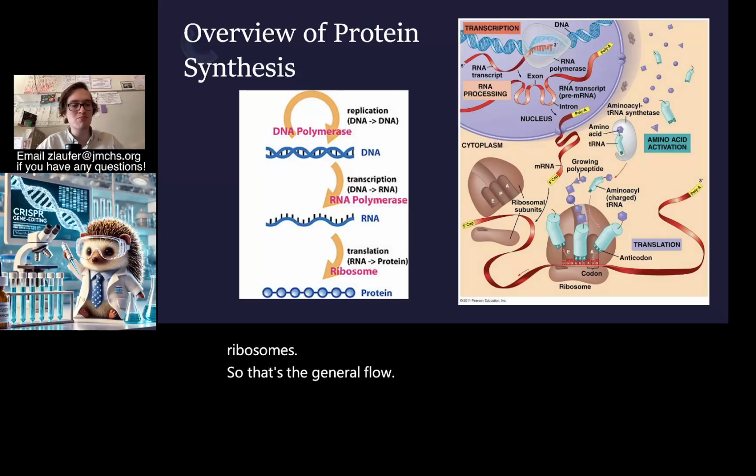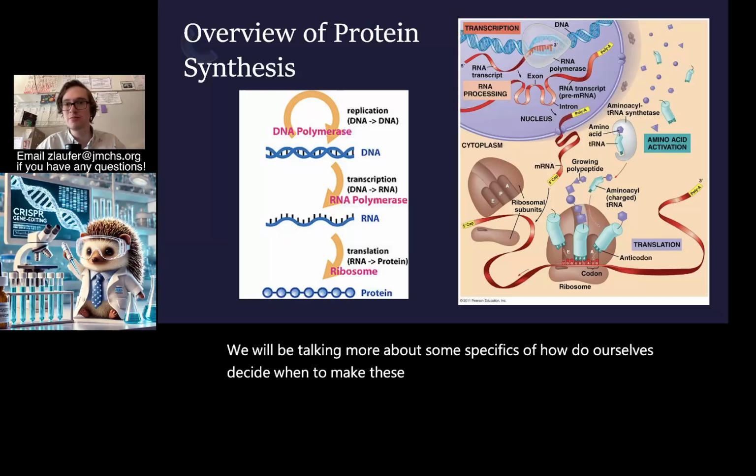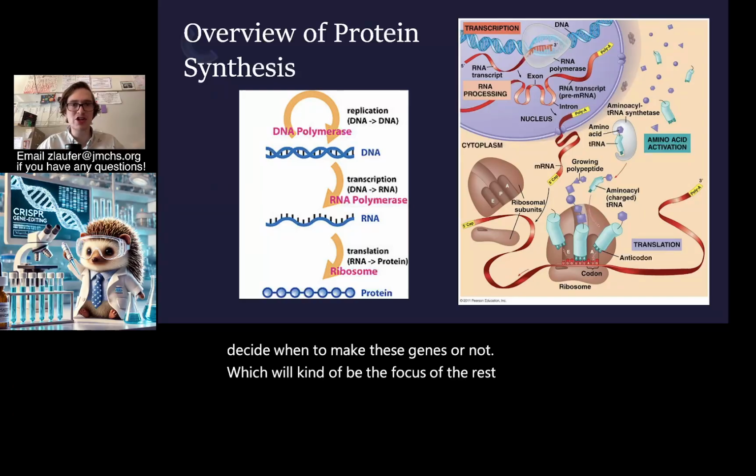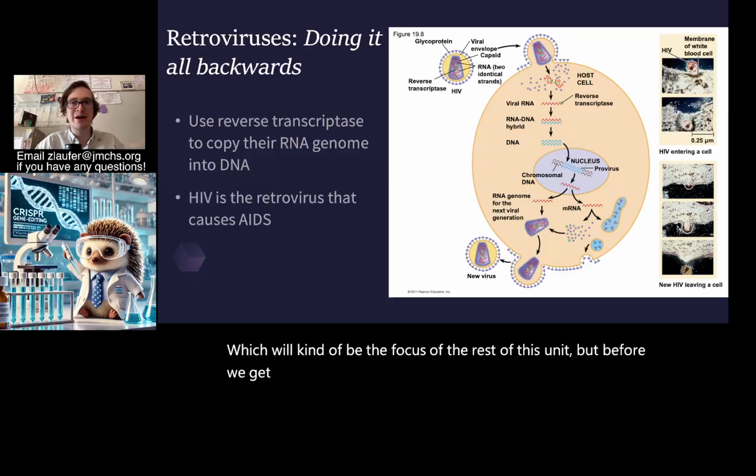We will be talking more about some specifics of how our cells decide when to make these genes or not, which will kind of be the focus of the rest of this unit. But before we get there, we're going to talk a bit about these things called retroviruses.